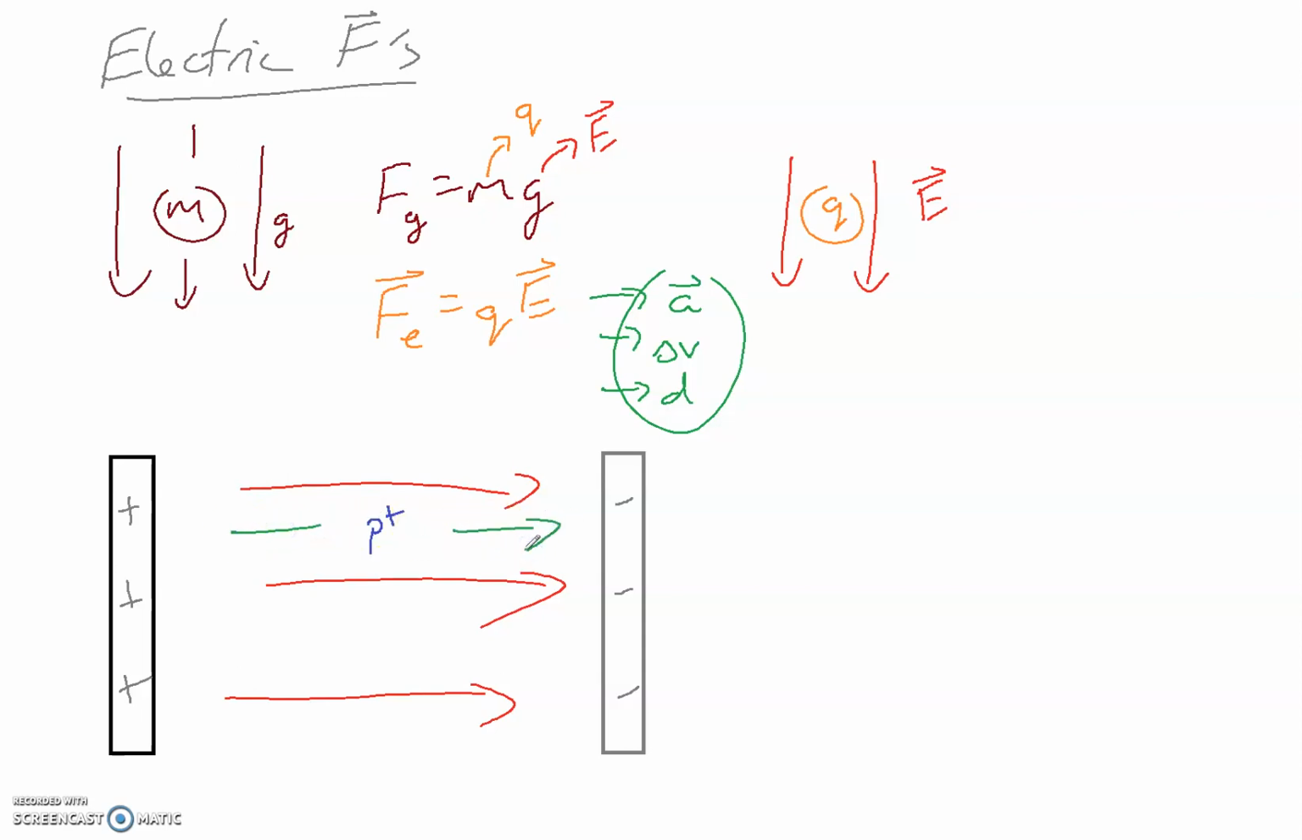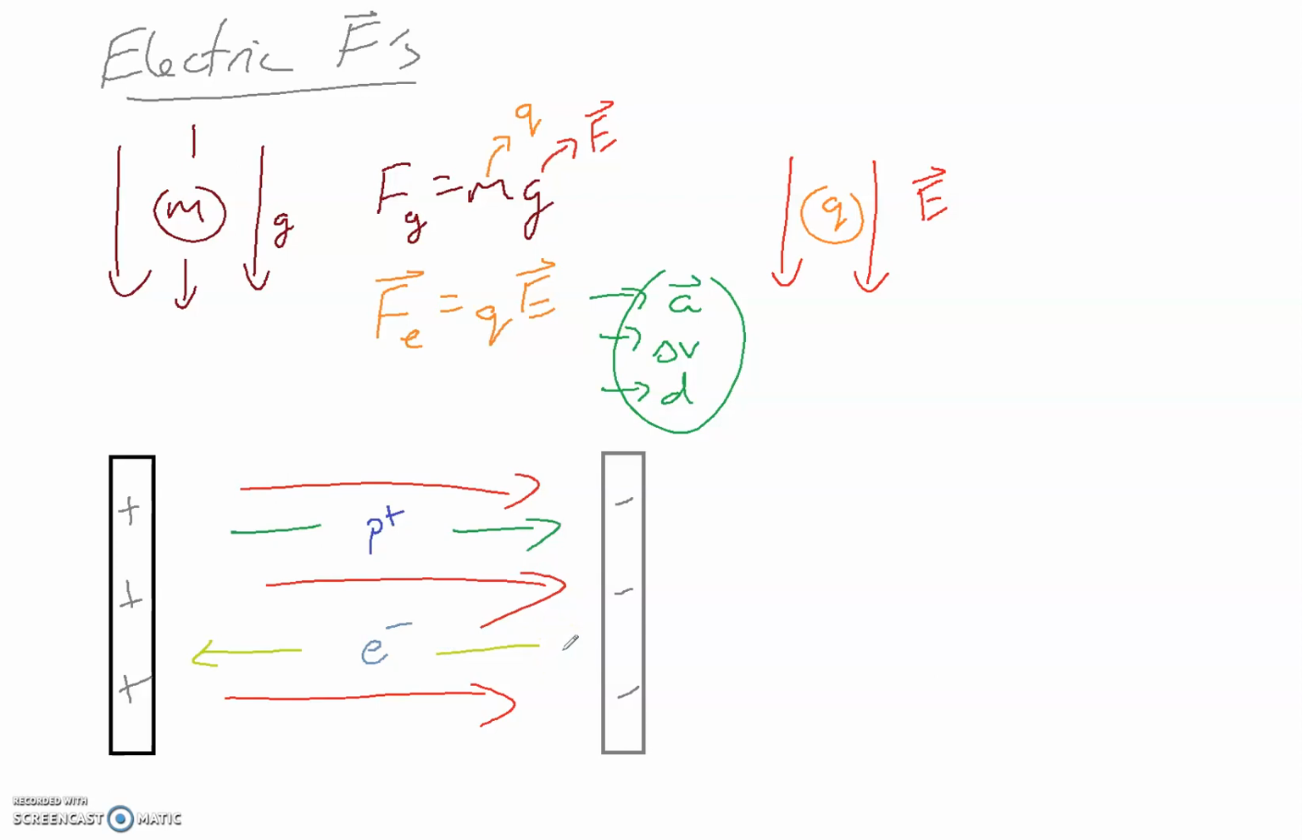Positives always go with the field. That's how we know what direction to draw the field. You'd be repelled by the positive plate, attracted to the negative plate. It would go towards the right. Now, if you instead had an electron in here, the electron, of course, would go the opposite way. The electron would go towards the positive plate. It would go against the field.